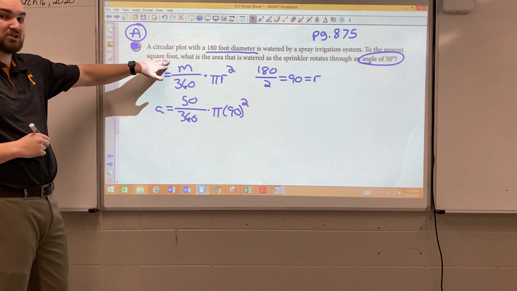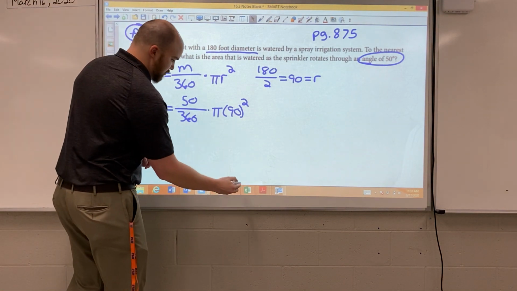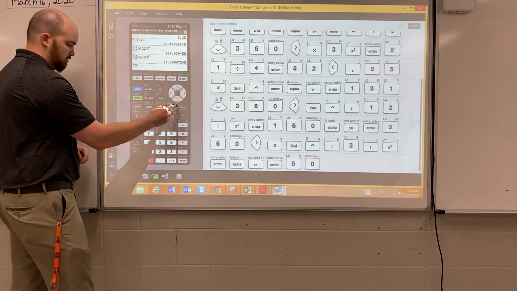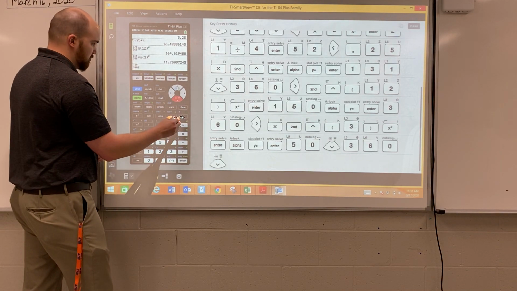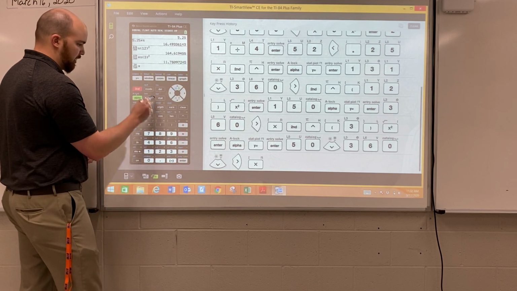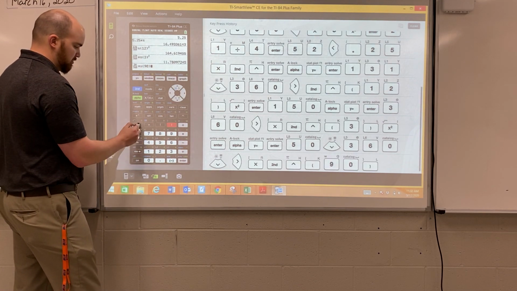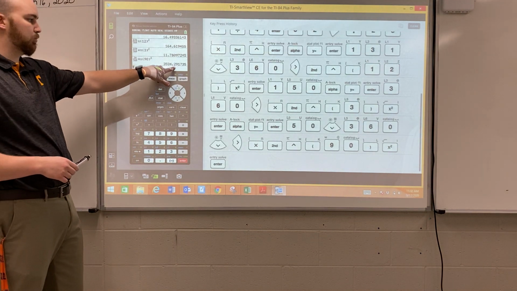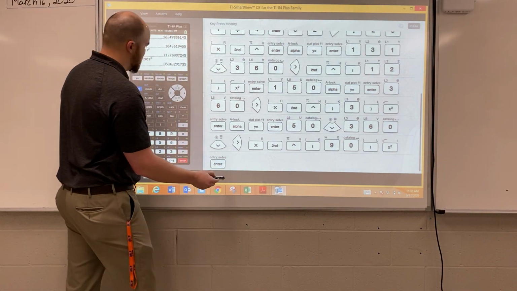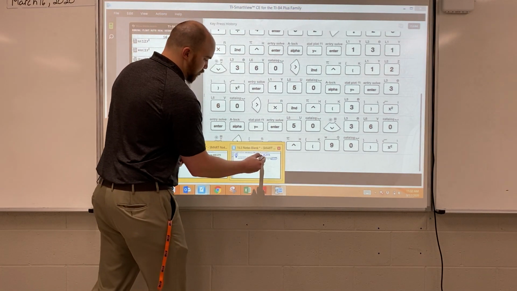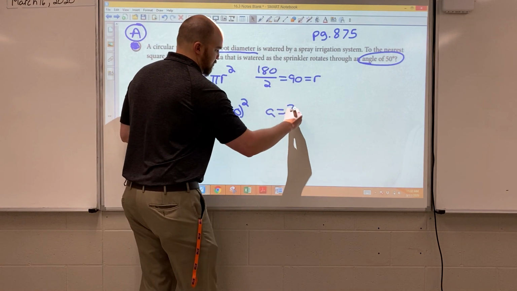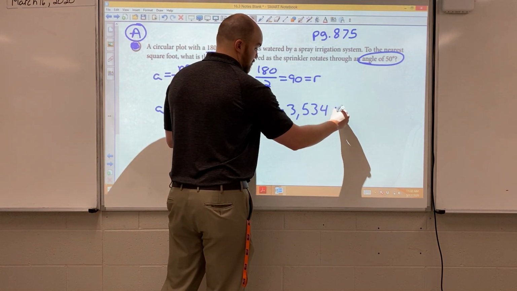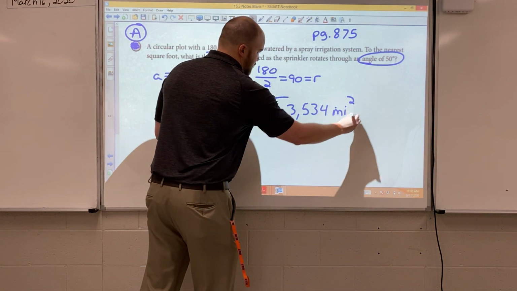And again, it wants it to the nearest square foot, so it wants a whole number. So we type this in, 50 over 360 times pi times 90 squared. Okay, it's going to give us a bigger number, that's okay. 3,534.2, so it stays 3,534. Okay, don't forget our units, that is square miles again, or miles squared.